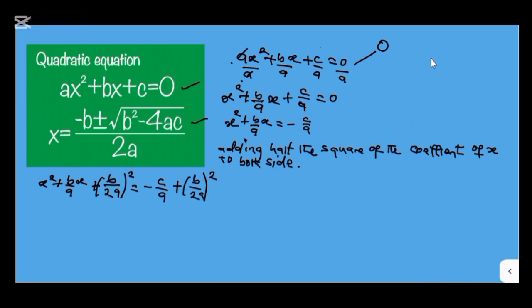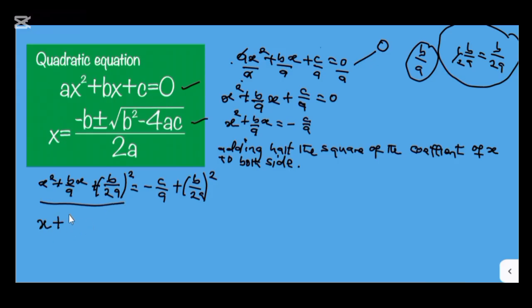By half the coefficient, the coefficient of x here is b over a. Half of b over a is 1 over 2 of b over a, which is equals to b over 2a. So I want you to understand why these things are the way they are. So if we are to proceed from here, the whole of this is the same thing as x plus b over 2a all squared.